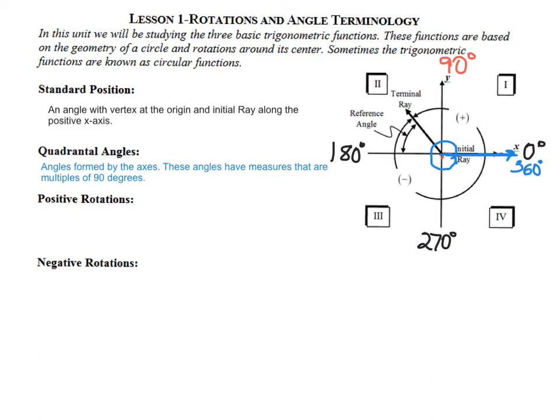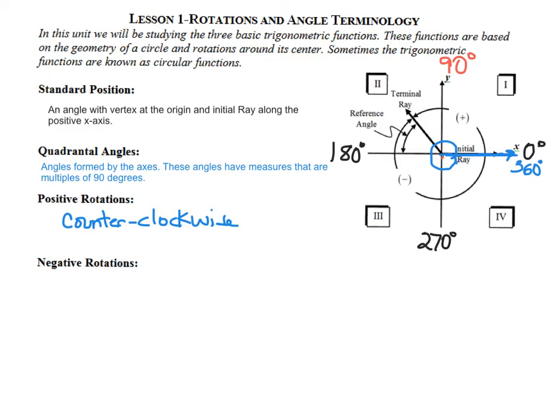So I continue counting by 90 degrees. But we'll refer to those quadrantal angles quite a bit. Now when we talk about the rotation, every time I did a counterclockwise rotation, a counterclockwise rotation means that when I am starting at my initial ray, I go this direction to my terminal ray. That's going to be a positive angle.